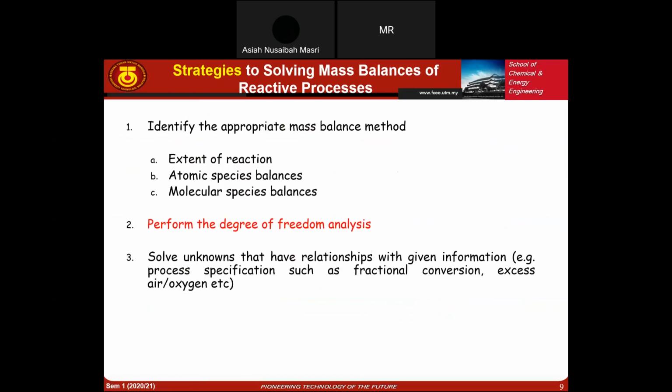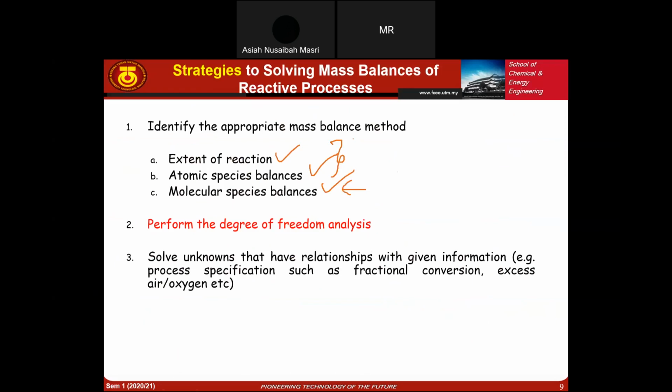Okay, what are the general strategies for solving mass balance of a reactive process? So first, we read the problem and we identify which method is appropriate. Let's say it cannot be solved using a table for some reason. Then you can choose to solve it through extent of reaction, atomic species balances, or molecular species balances. Remember, molecular species balances we usually use when we treat only one reaction. And extent of reaction and atomic balance we can use for all.